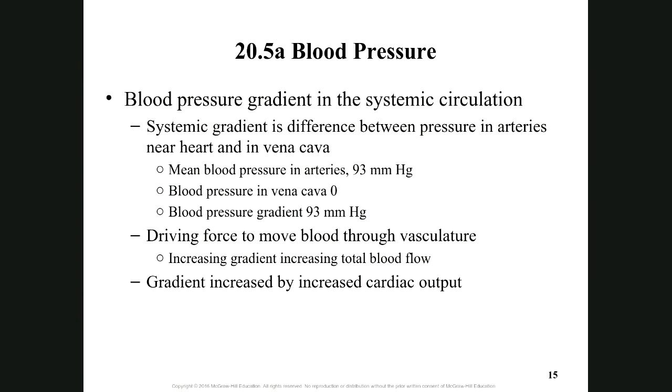And I told you that when our blood pressure is 120/80, our mean arterial blood pressure becomes 93 millimeters of mercury in our arteries. And at that time, in the vena cava, the blood pressure is 0. This difference between the arterial blood pressure and the venous blood pressure creates a force which helps the blood to move in our circulatory system. So when the gradient increases, the flow of blood increases too.